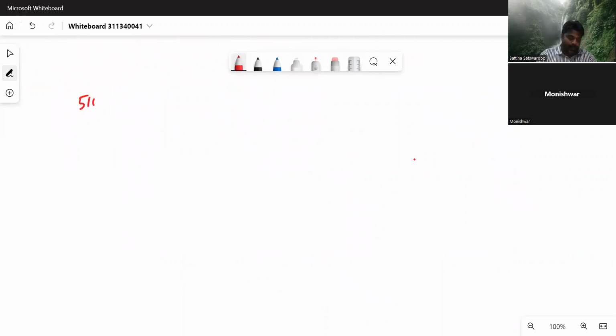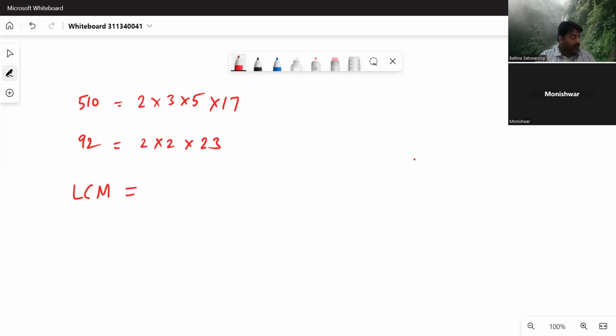See, actually, you are having two numbers, right? 510 and 92. So for 510, when you factorized, you have got 2 into 3 into 5 into 17, right? For 92, you have got 2 into 2 into 23. Now you want to find LCM, right? Now you are having numbers 2, 3, 5, 17 and 23. The maximum powers of those numbers you should take. The maximum possible powers. So you are having 2 power 1, you are having 2 square.